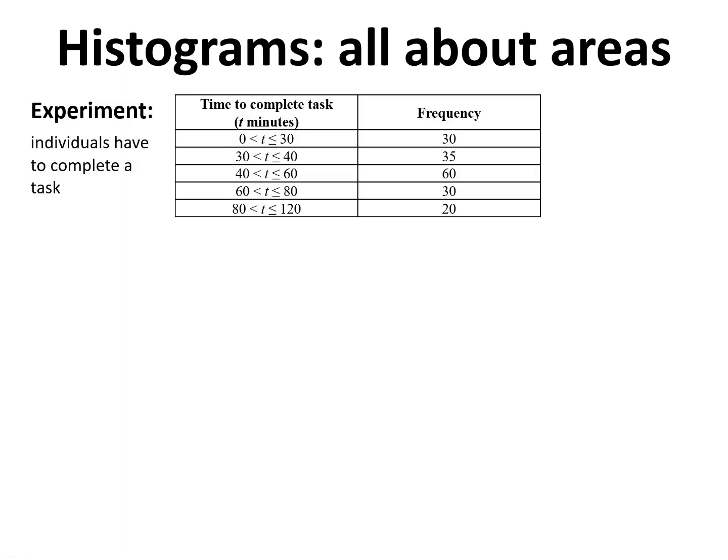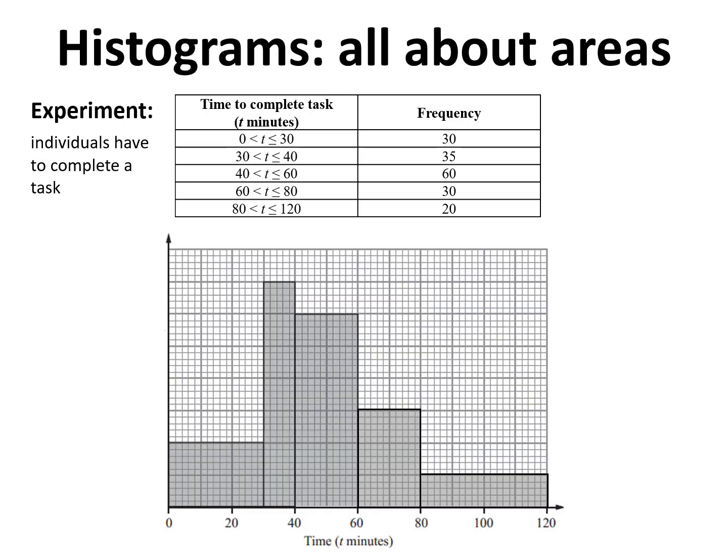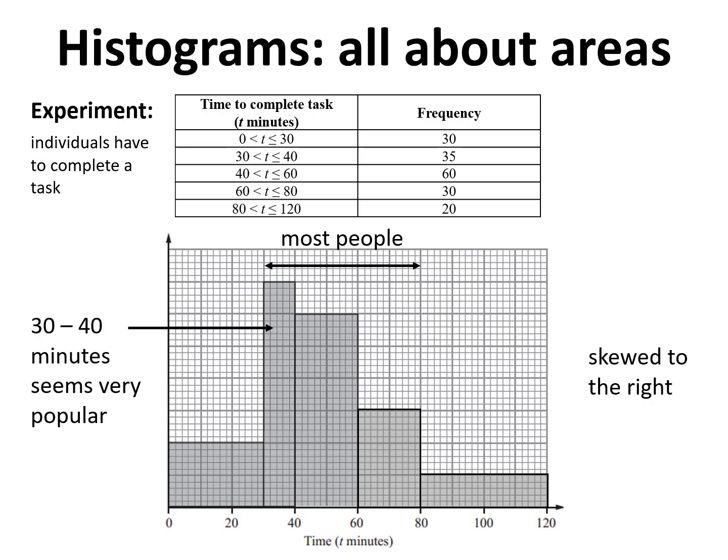We're going to start with some data based on an experiment. We see how long it takes people to complete this particular task, and we find the times vary from 0 to 120 minutes. So we put the data in a histogram, and without paying any attention to the fact that the y-axis doesn't appear to have any numbers on it, we can immediately tell that the data's skewed to the right. We can also tell that most people seem to be completing this task in between 30 to 80 minutes. And for some reason, 30 to 40 minutes seems a very popular time for people to take. If I was the experimenter, I might want to ask the question why.